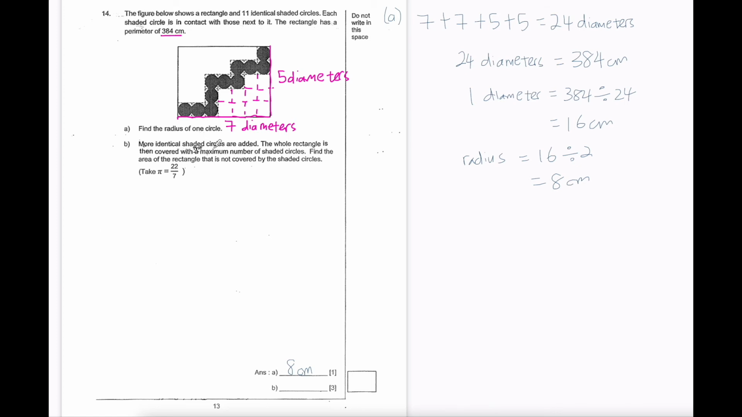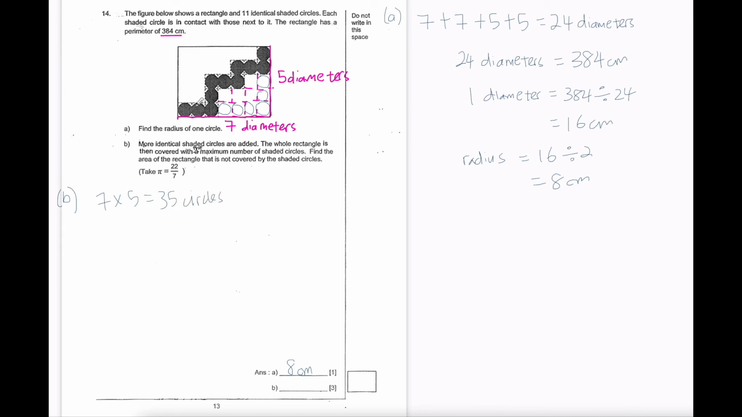More identical shaded circles are added, and the whole rectangle is then covered with the maximum number of shaded circles. Find the area of the rectangle that's not covered by the shaded circles. Okay, how many circles can I fit in? Let's find out. So there are 7 circles here. I'm going to try and draw it. Okay, and there are 5 circles here. So 7 times 5 is 35. Okay, 35 circles is the maximum.